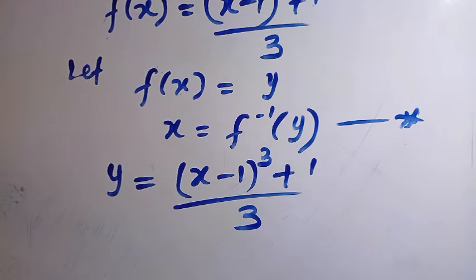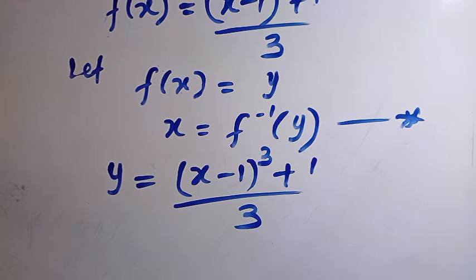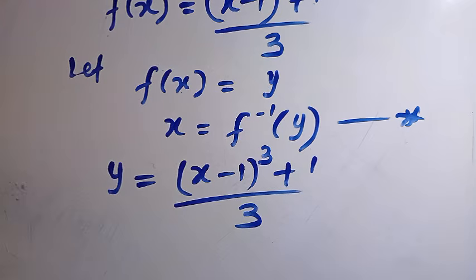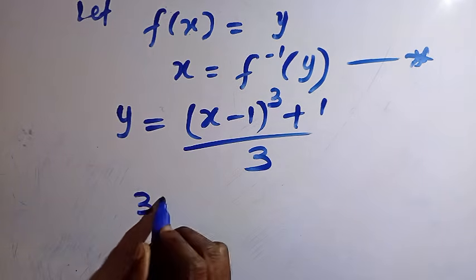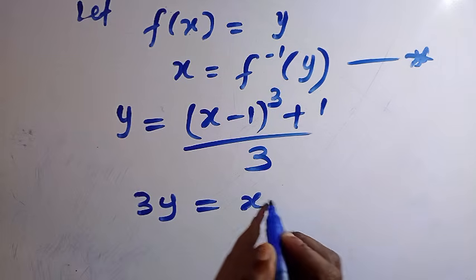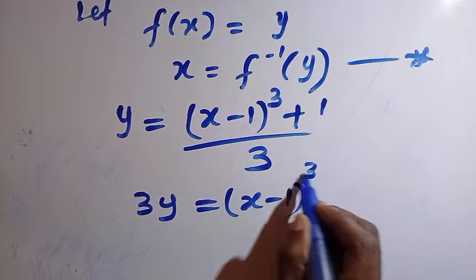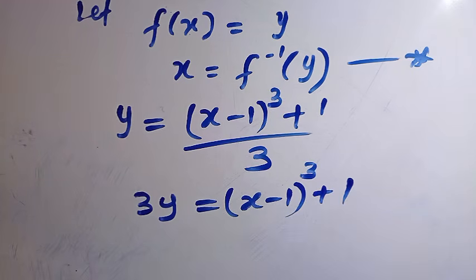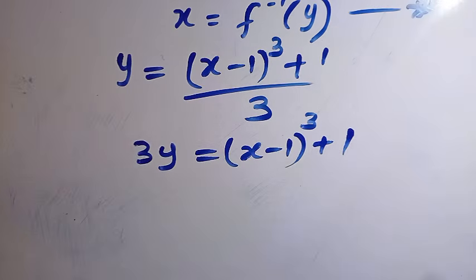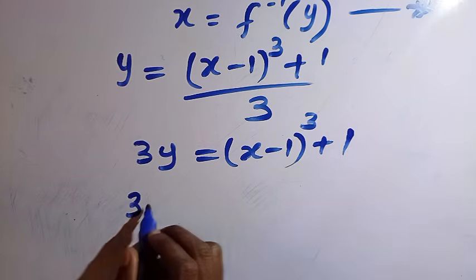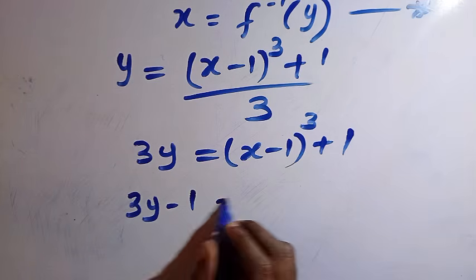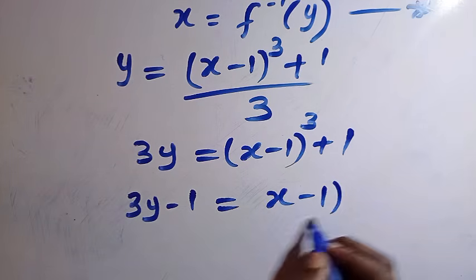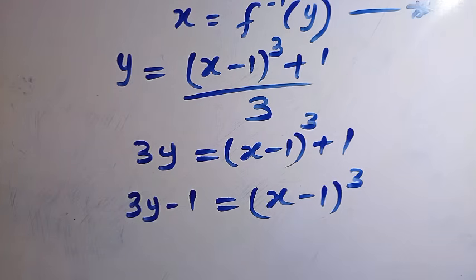divided by 3. So we try to make x the subject of the relation by firstly cross multiplying y with 3, and this gives us 3y equals (x minus 1) to the power of 3, then plus 1. With this, we are going to take this 1 to the left hand side. That gives us 3y minus 1 equals (x minus 1) to the power of 3.